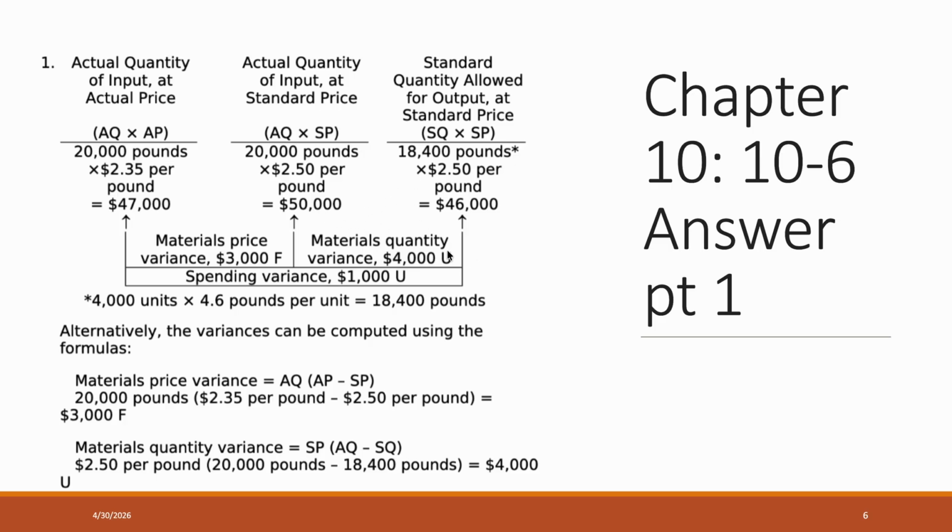And this is going to be unfavorable as the standard, or I just think about it as like the average, is $46,000. But what we actually spent was $50,000 if we were to use the standard prices. So we spent more than the standard quantity was estimating there. So the variance would be $4,000 unfavorable, which means we have a spending variance, the difference between the materials price variance and the quantity variance, of $1,000.